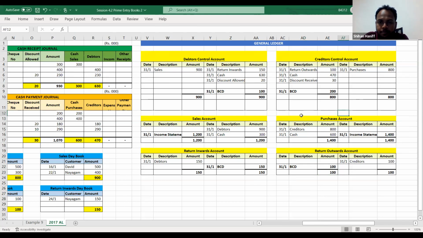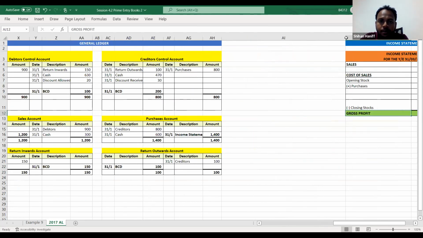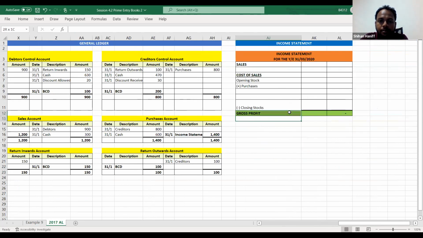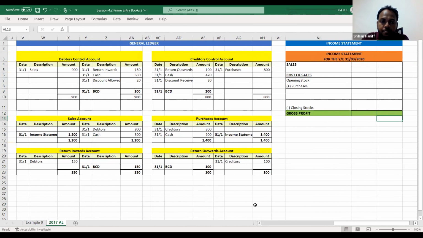Then we need to calculate the gross profit. So from the ledger accounts, you can take the balance and prepare the income statement, the trading account part. Find out the gross profit. Can you all tell me how much is the gross profit? How much is the gross profit?